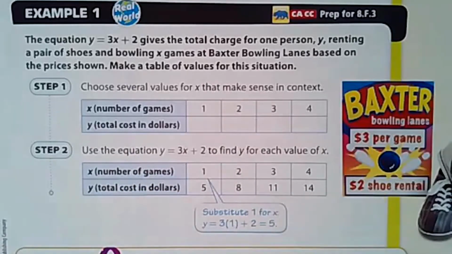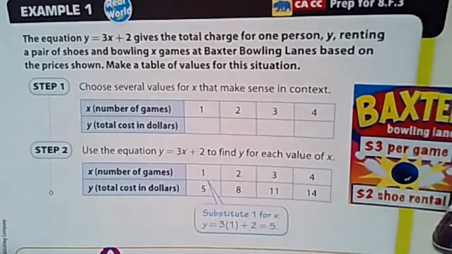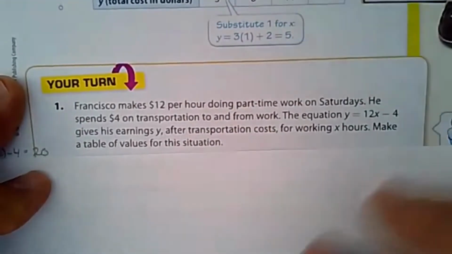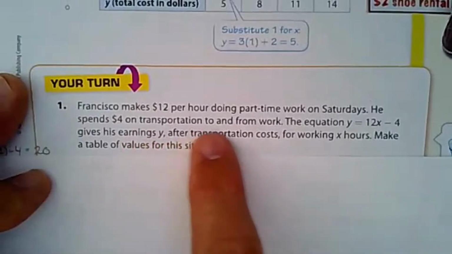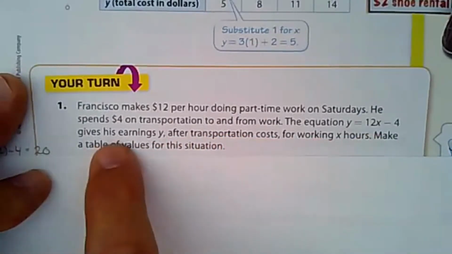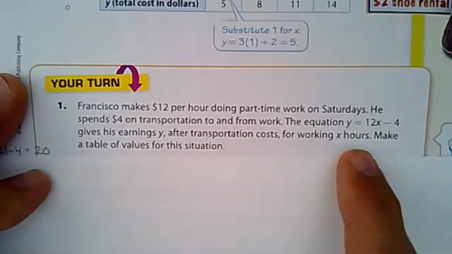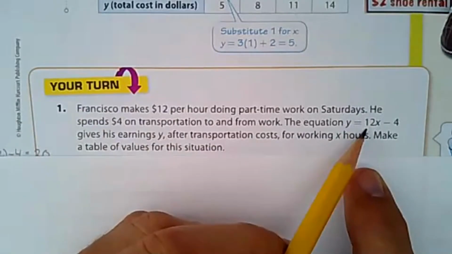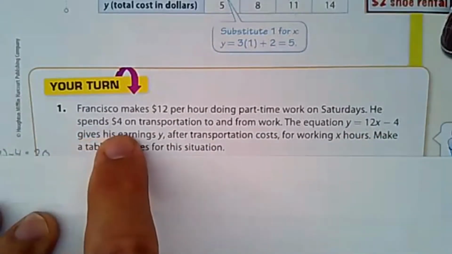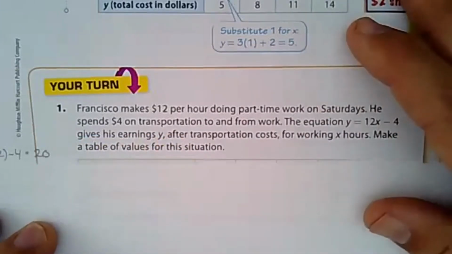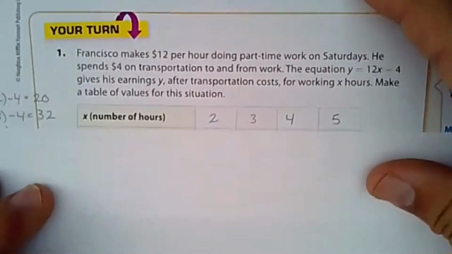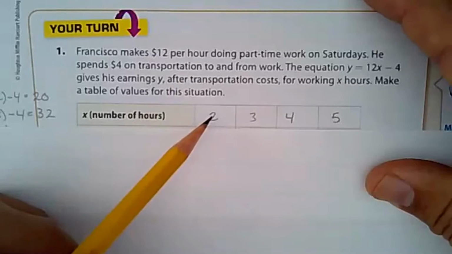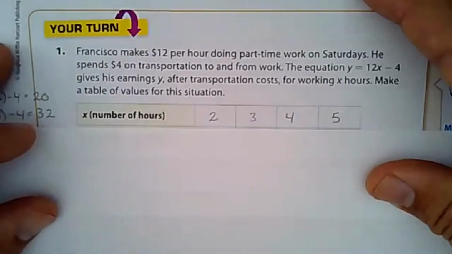Okay, so your job is to figure this out for Francisco. He makes $12 per hour doing part-time work on Saturdays. He spends $4 on transportation to and from work, and this equation gives us his earnings after transportation costs, working for X hours. And here's the $12 per hour, and you have to subtract 4 because he spends $4 on transportation. So we have a table, and on that table, I decided to say the scenario is, what if he works 2, 3, 4, 5 hours?